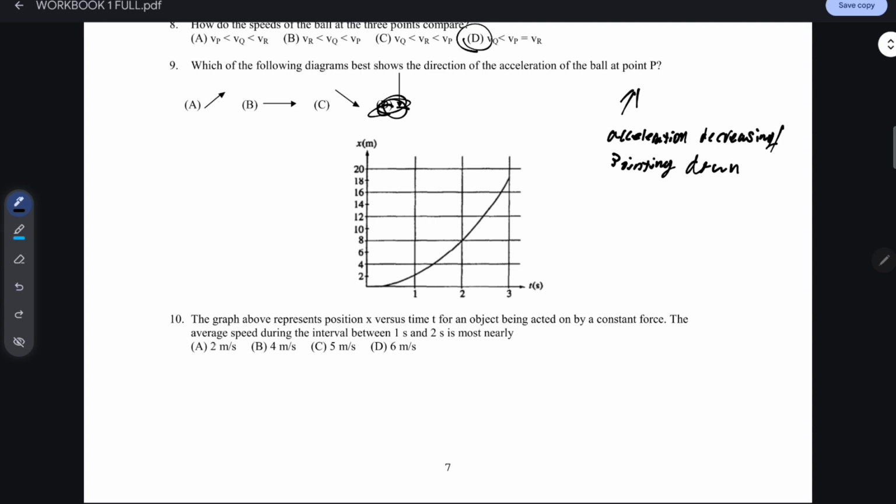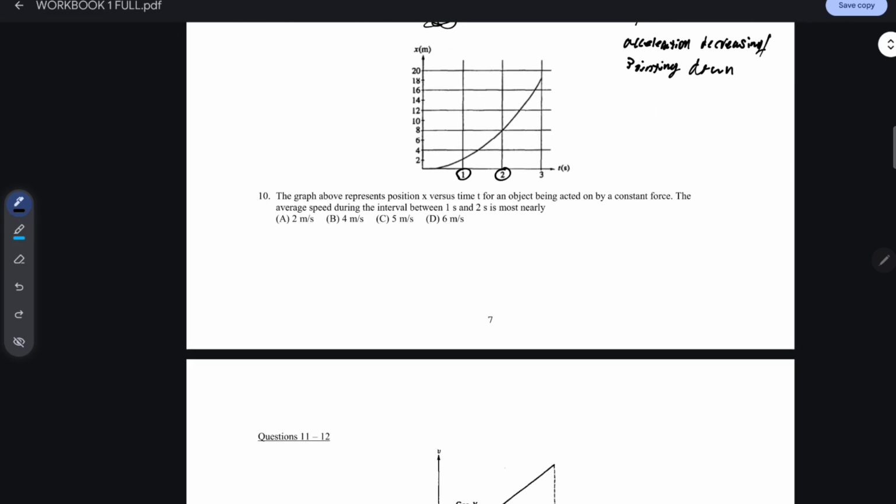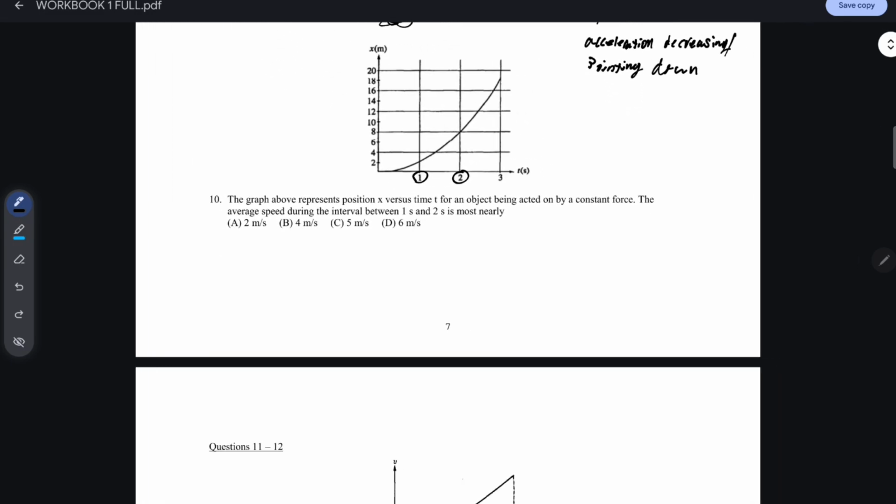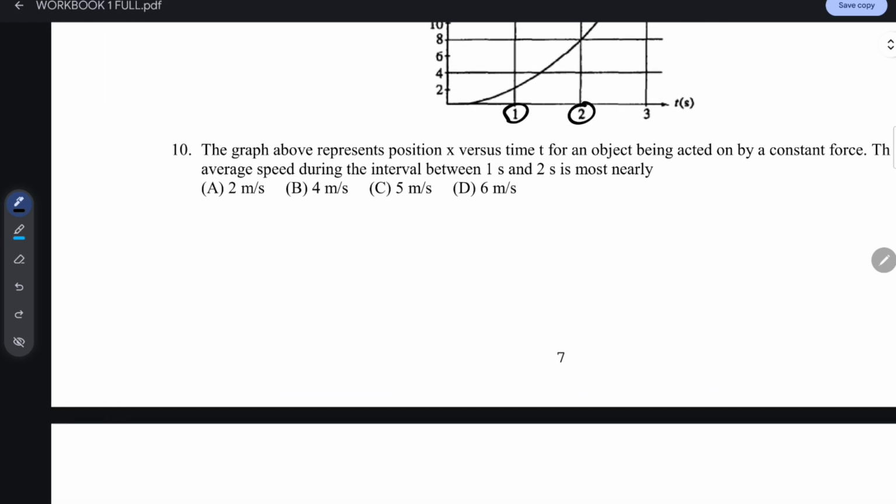Okay, the graph above represents position x versus time for an object being acted on by a constant force. The average speed during the initial interval between 1 and 2 is most nearly... Okay, on this one, I'm going to let you guys practice, and I'm going to pause the video right here, and then I'll come back with the answers and all the steps on solving it. You guys try it out.